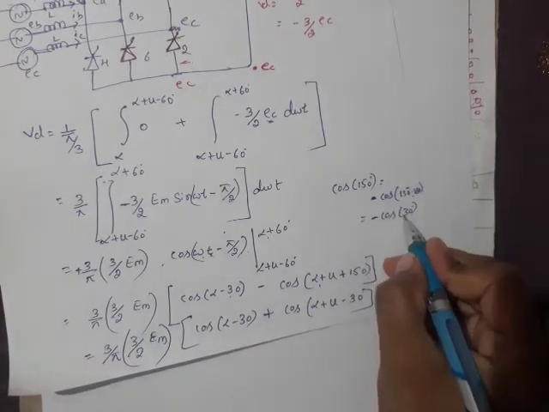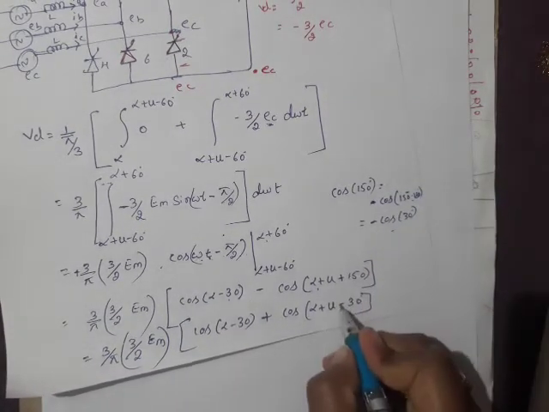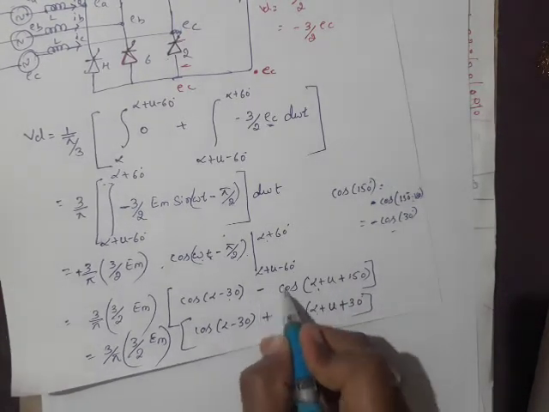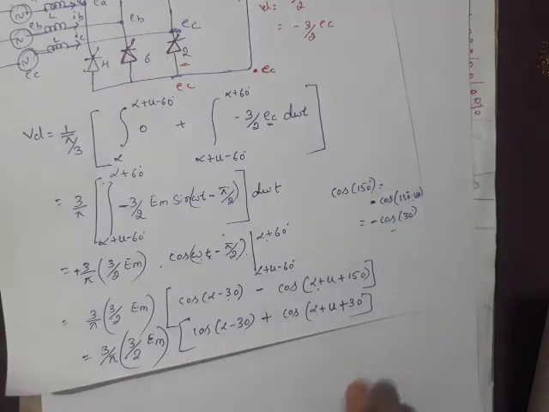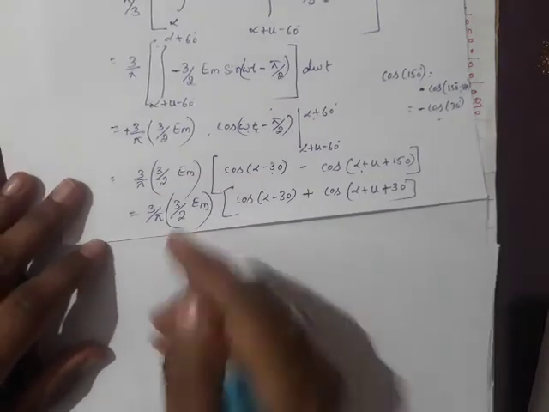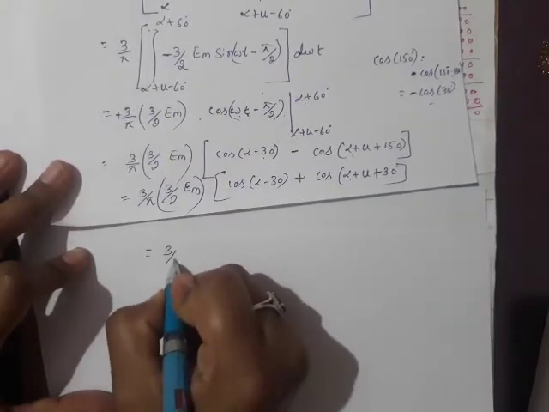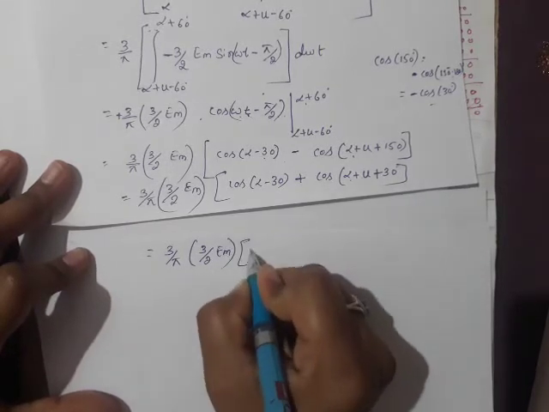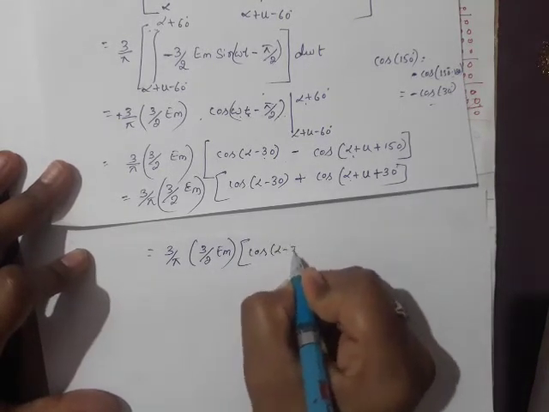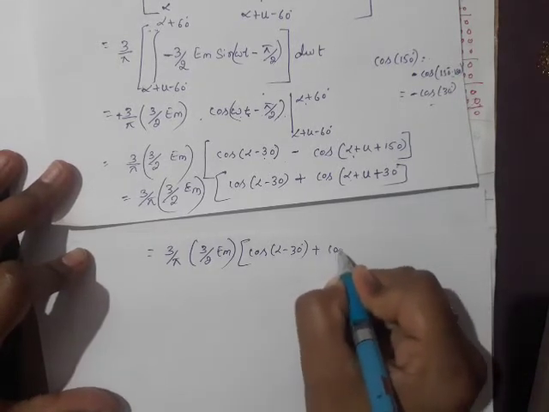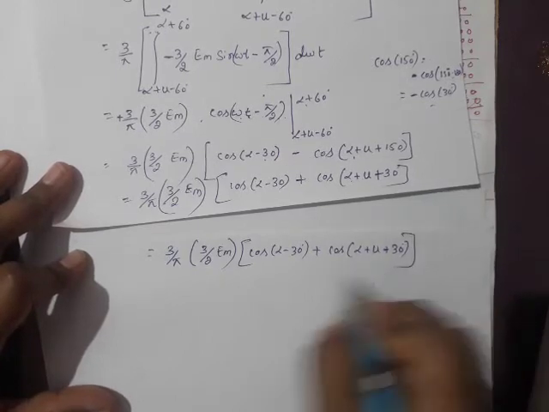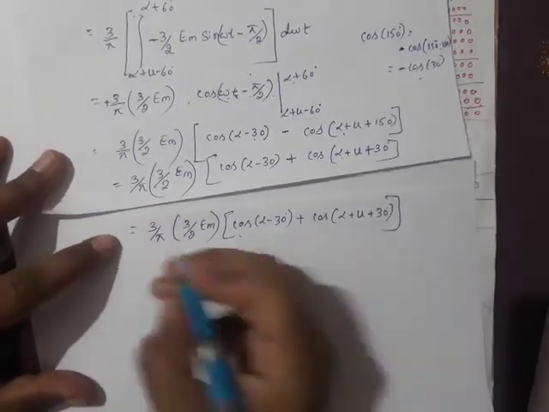Okay, this is plus 30, right? Minus, if we have taken outside, this is plus 30. cos of alpha plus u plus 30. So this minus has become plus. So this is your equation, and we can rewrite that equation as 3 by pi, 3 by 2 Em, cos alpha minus 30 degree plus cos alpha plus u plus 30 degree. So this is for power factor operation.